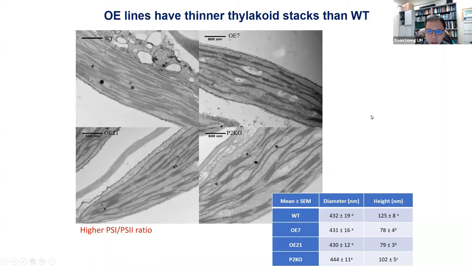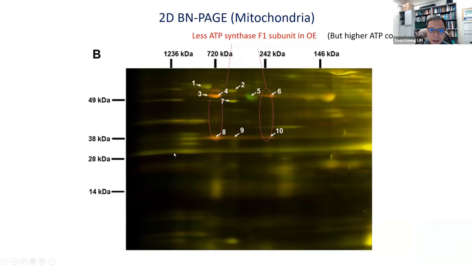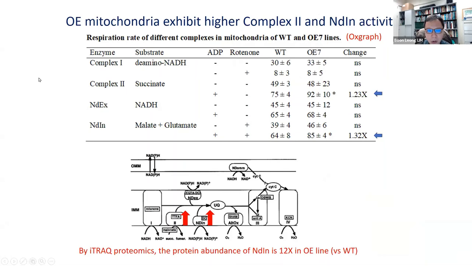And in mitochondria, we find that the fast-growing line has less ATP synthase, but it has higher ADP content. Then we isolated mitochondria from the fast-growing line and compared them to the wild type. We find that the fast-growing line has higher SDH activity as well as higher internal NDH activity. So both of them can feed more electrons to the mitochondrial electron transport chain.